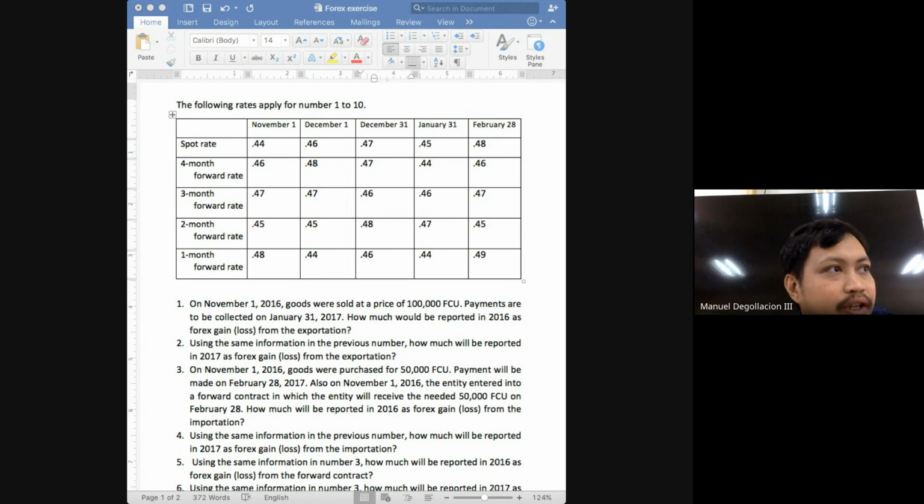Again, class, the purchases and the sales will not change. That means the purchases and sales amount will remain at the spot rate on the date of delivery, on the date wherein there is already a transfer of ownership.